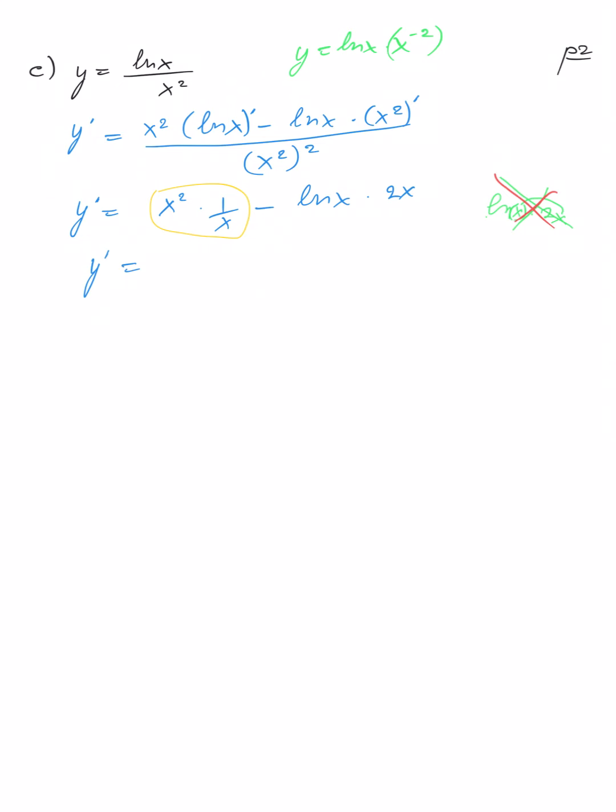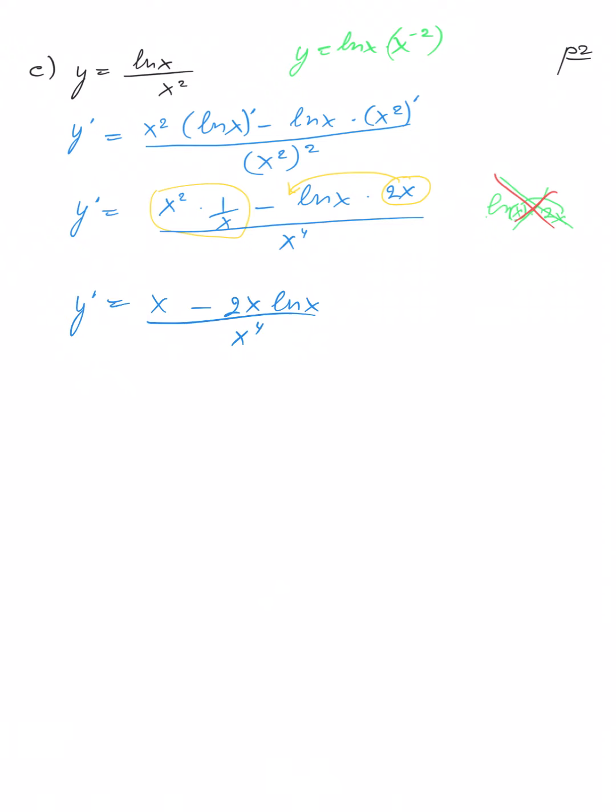So y prime equals, oops, I forgot to write a denominator. It's x to the 4. Let me erase this and start here a little lower. Y prime equals x minus, and I will bring this in front so it's not confusing, minus 2x ln of x over x to the power of 4.